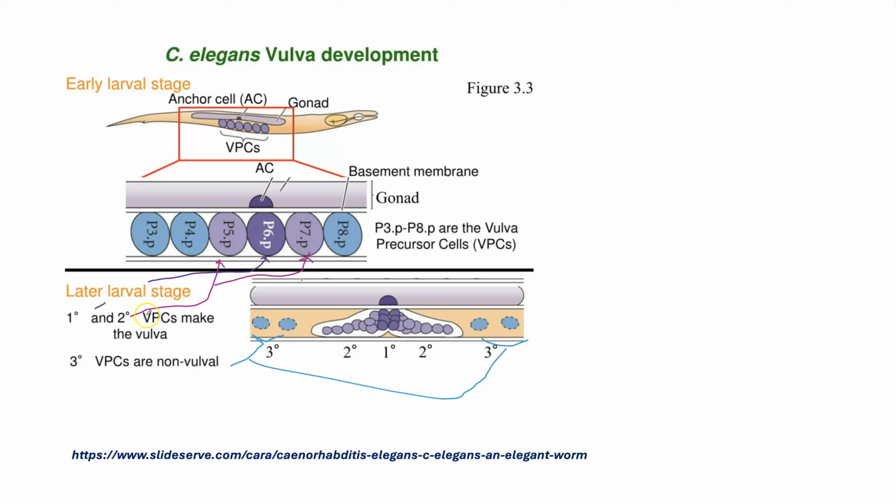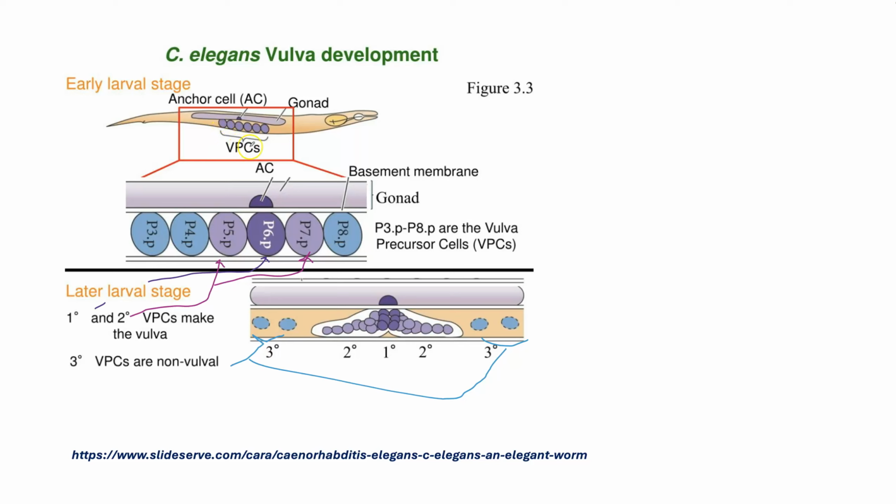And so this is, I grabbed this from another image, because there's one in your text, which when I look at it, I just think I would rather not try to learn from. I find it confusing, and it's possible you can look at it yourself and see if it's helpful. For me, this is a more helpful one. So here's our anchor cell and the gonad.